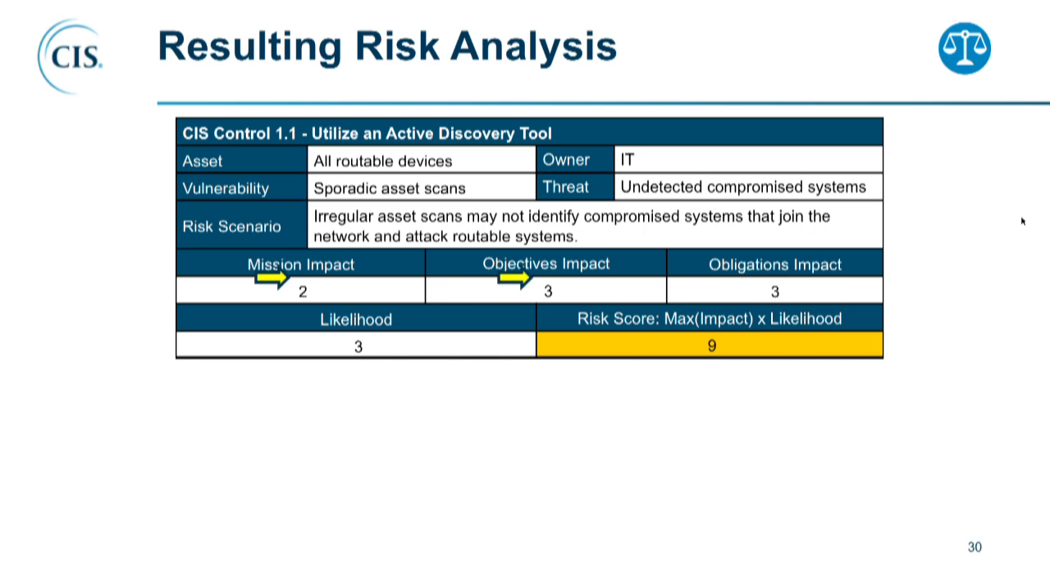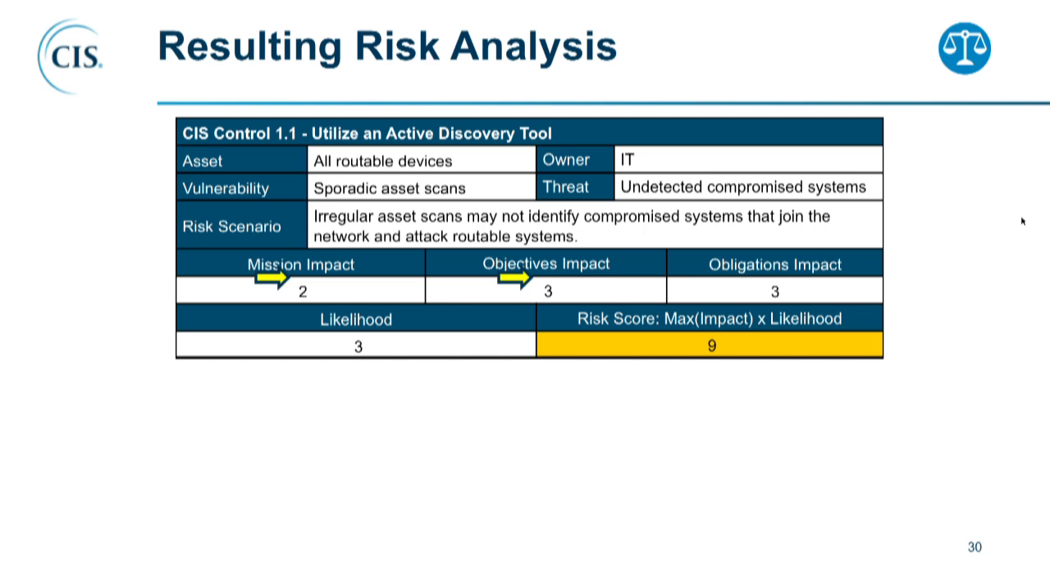Irregular asset scans may not identify compromised systems that join the network and attack routable systems. This could happen. If I'm only looking at my network occasionally, then I'm going to miss opportunities for things to get in and be in my network for a few days before the next scan. I think my impact to my mission is a 2. This was an acceptable level of impact against my ability to provide profitability to my customers. Now onto objectives. Now we're at a 3, and this is unacceptably high.